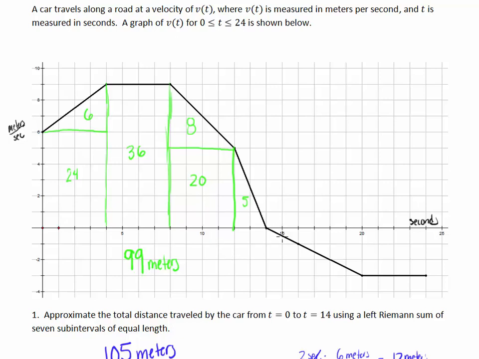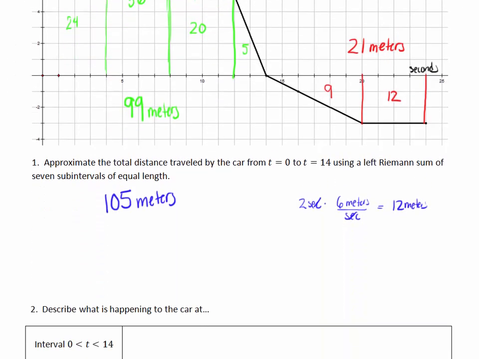All right, now let's look at the other part. It asks us to also find the area under this curve over here, the exact area. So let's see, that's a triangle right there, rectangle right here. So this is 6 by 3, so that's 18, half of which is 9. And we got 4 by 3, so that is 12, for a total of 21 meters.